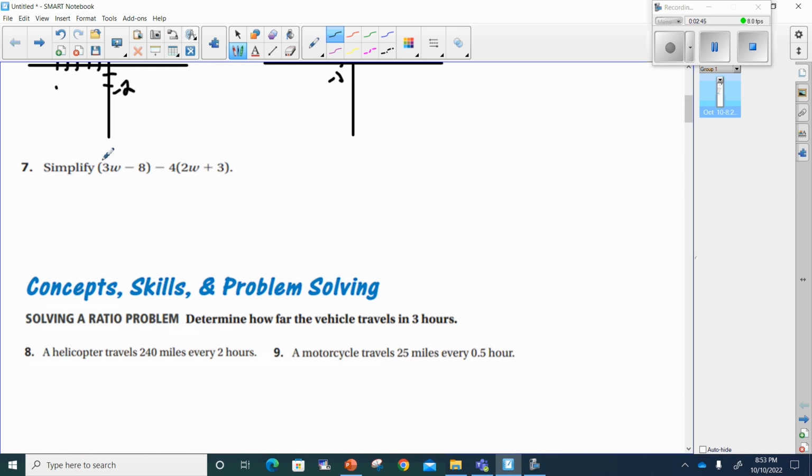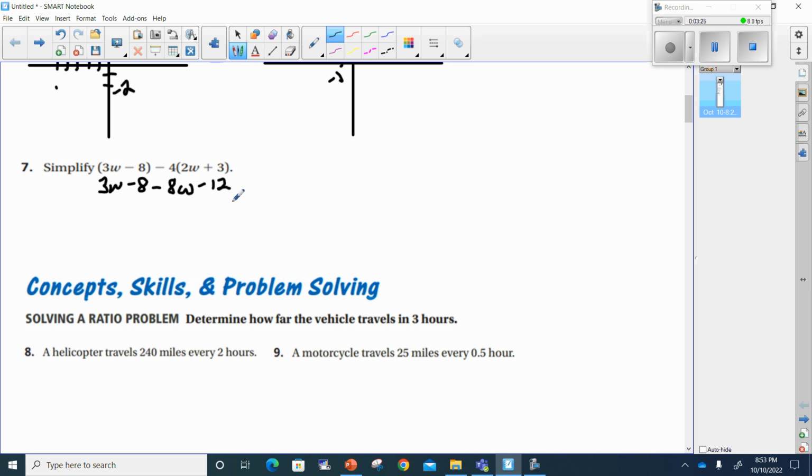Simplify this. When I'm simplifying, I'm going to go ahead and combine these numbers. First, I've got to use the distributive property. So this is going to turn to 3w minus 8. Remember, this is a -4, okay? So -4 times 2w is going to give us -8w. -4 times +3 will give me a -12.